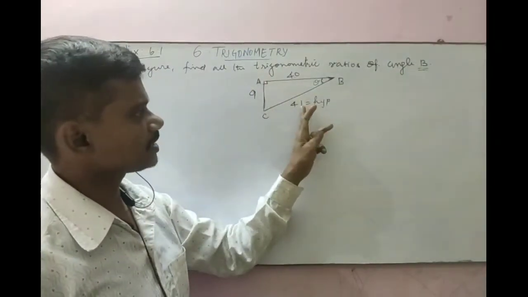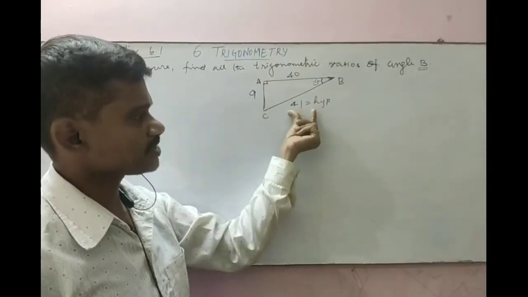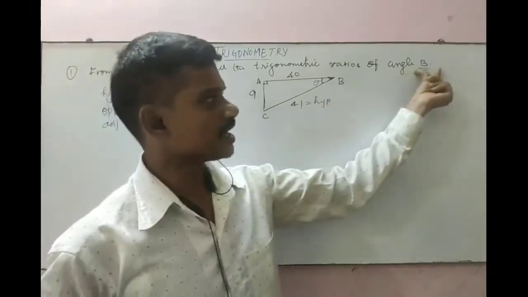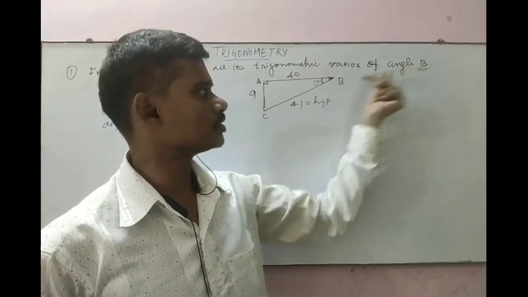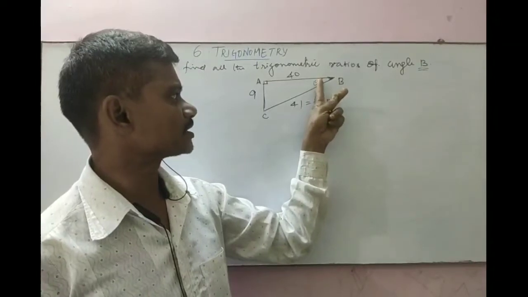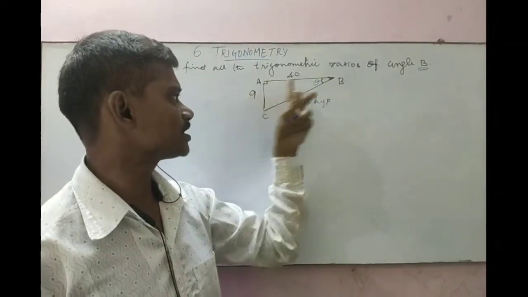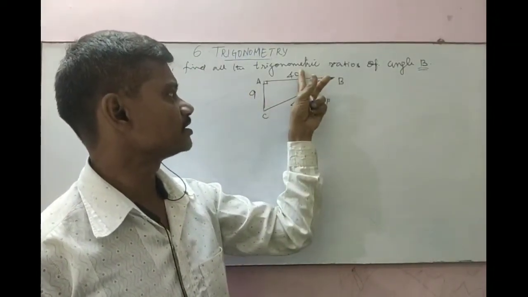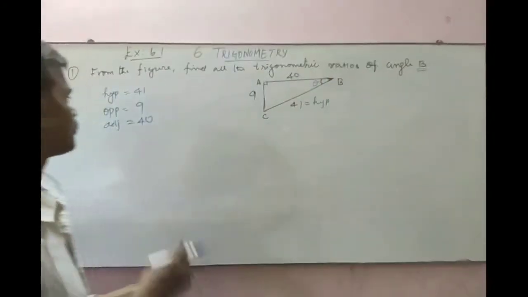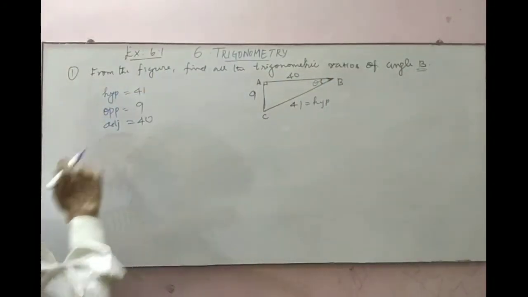First, in a right angle triangle, fix the longest side, the hypotenuse. Next, see which angle is given. At the angle theta, the side opposite to that theta is called the opposite side, and the side next to it is called the adjacent side. So you have to fix these three and name them.